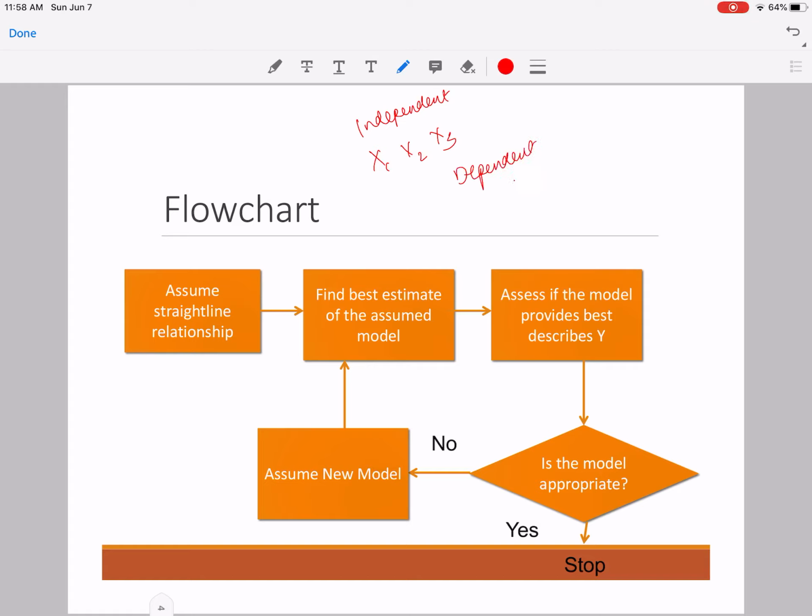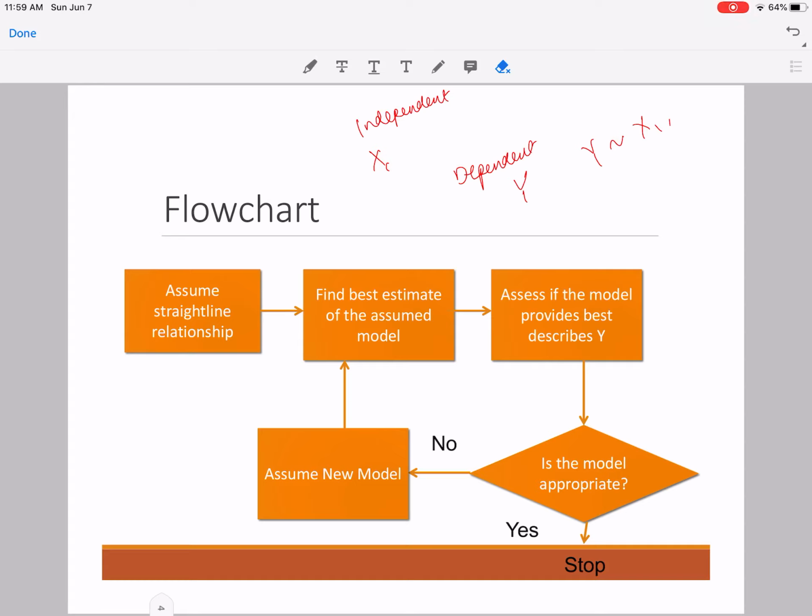Let's say the variable y. And we are wanting to devise some sort of a relationship between y and x1, x2, and x3. Something that can help us predict y in terms of x1, x2, and x3. So first things first, we work with an assumption that y has a straight line relationship with variables x1, x2, and x3. For simplicity, just consider one dependent variable and one independent variable.